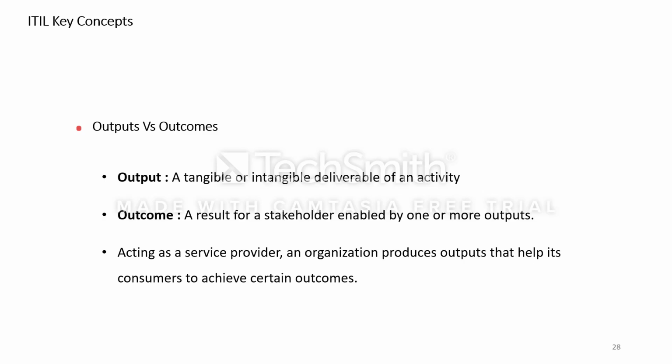Next important element that we have is outputs and outcomes. Output is a tangible or intangible delivery of an activity, and outcome is a result for a stakeholder which is enabled by one or more outputs. So let's take an example over here.